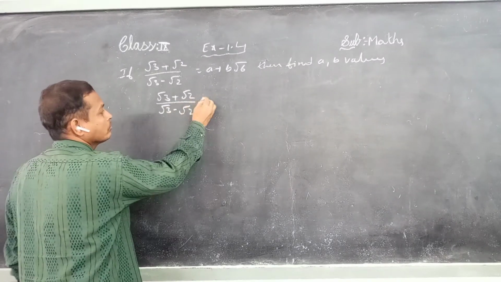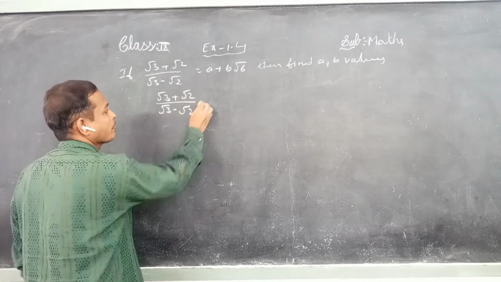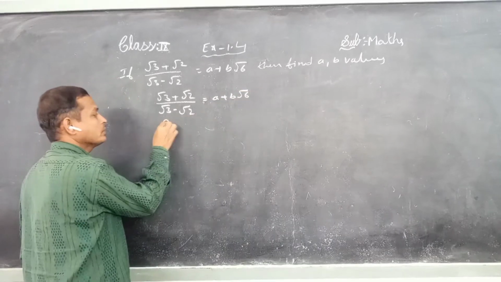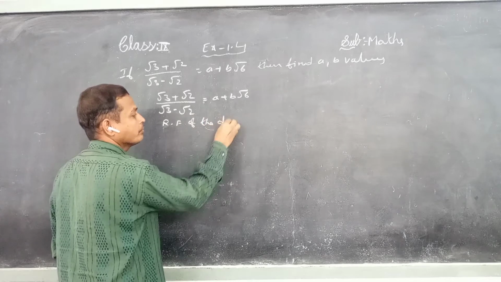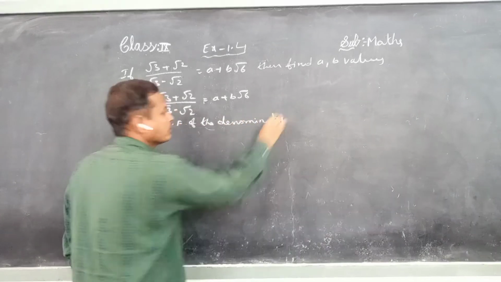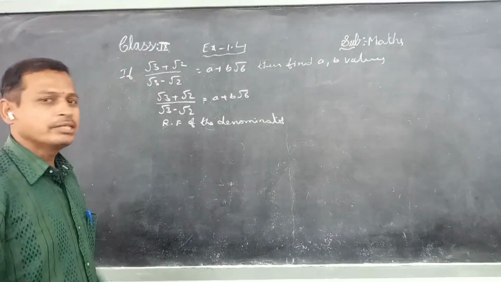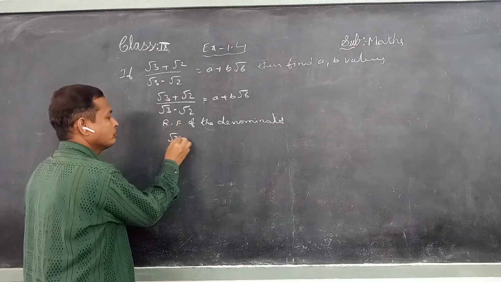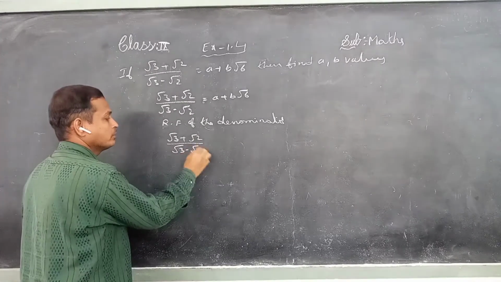So, the given question is root 3 plus root 2 by root 3 minus root 2, which is equal to a plus b root 6. Children, the RF of the denominator. RF means, can you guess? Yes, RF is the rationalizing factor, children. Next, root 3 plus root 2 by root 3 minus root 2.